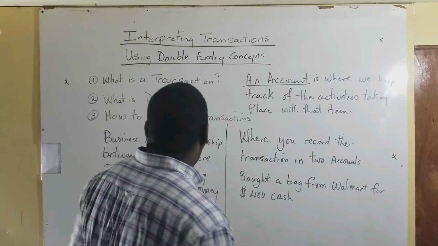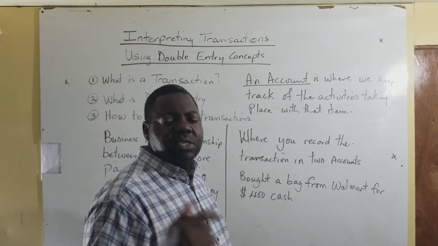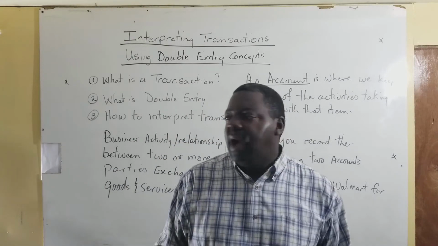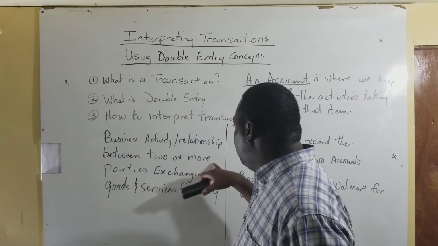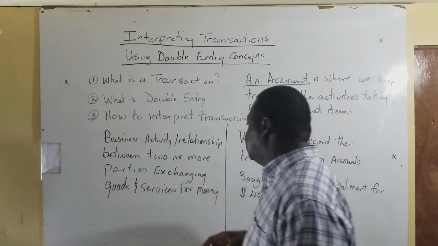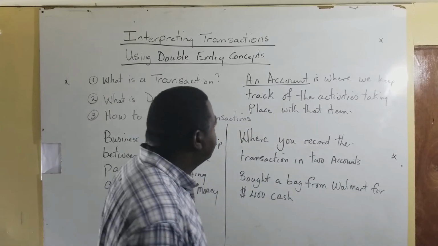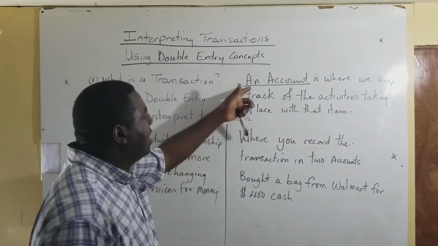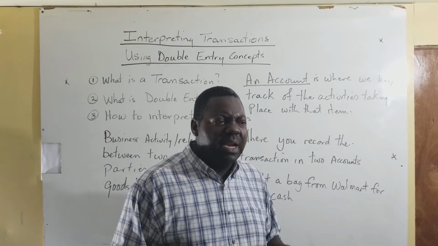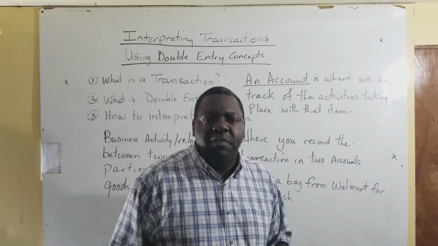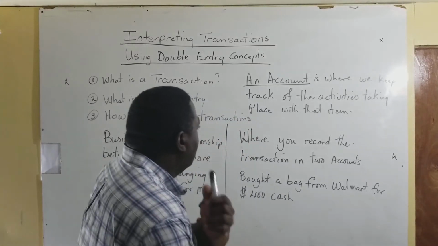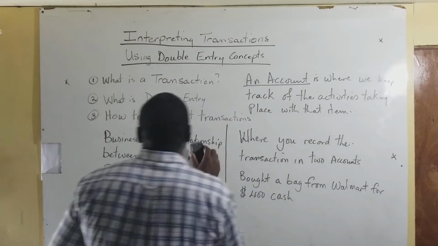Now, the double entry system requires you to open two accounts, because in every transaction there are at least two or more parties exchanging goods and services for money. So now that we know what we mean when we say you're going to open accounts, you're really keeping a record of a particular item and tracking its activities. Let's go on. Let me take this side.